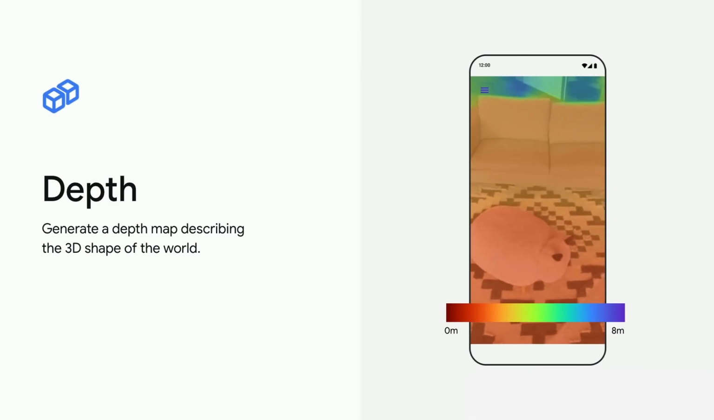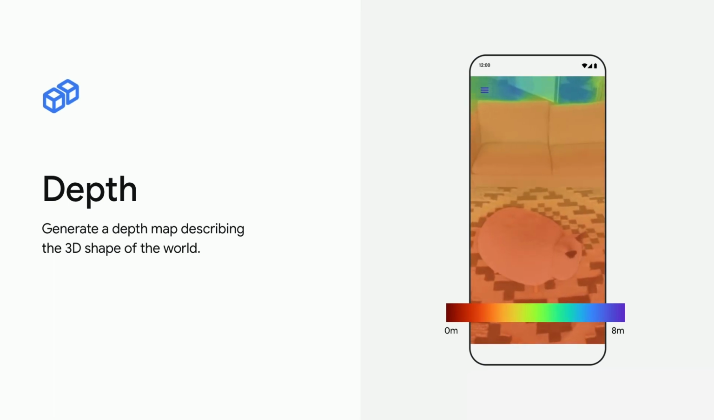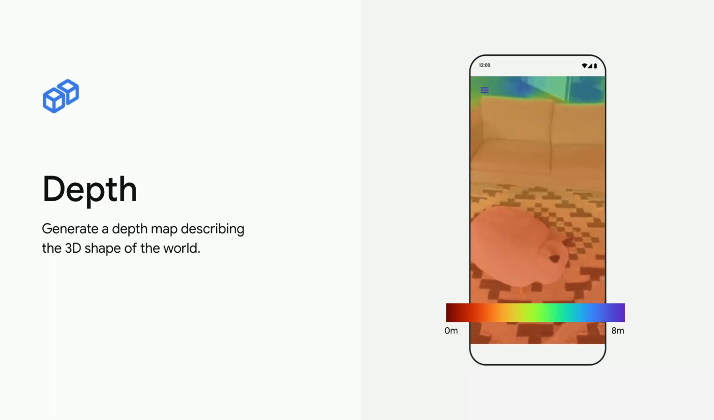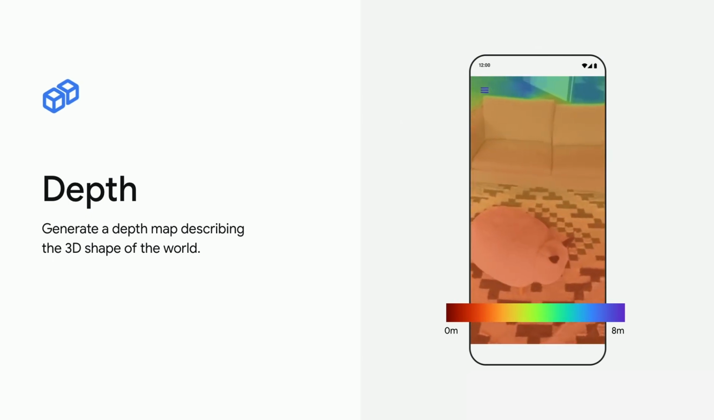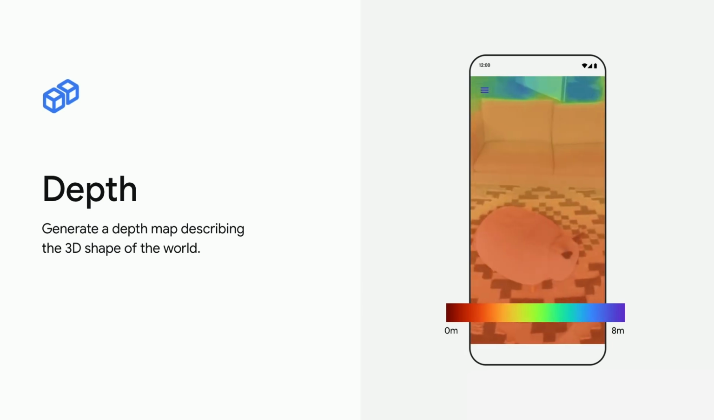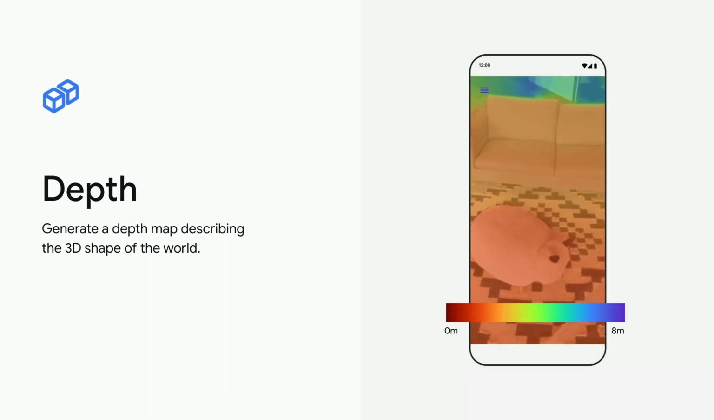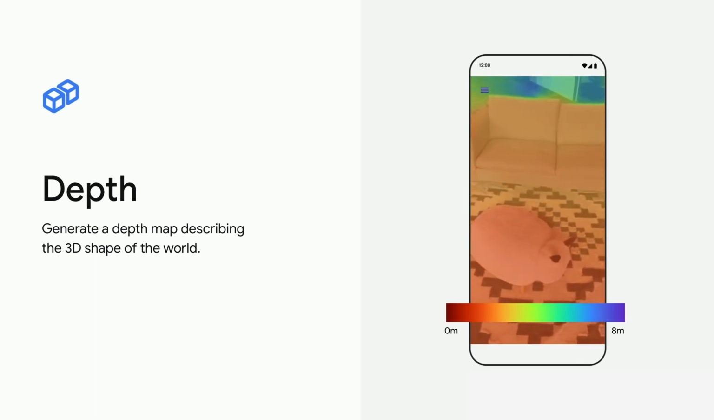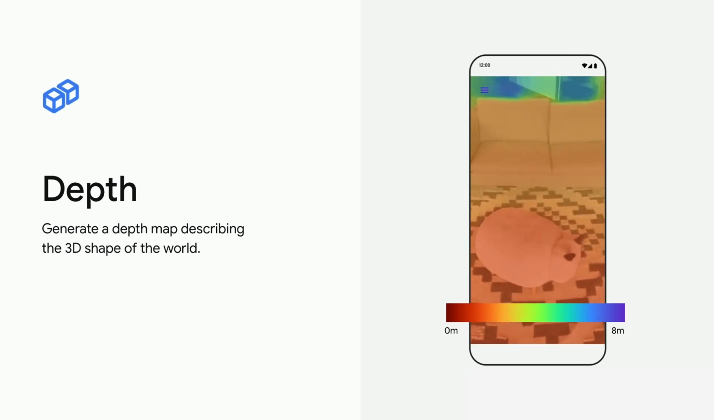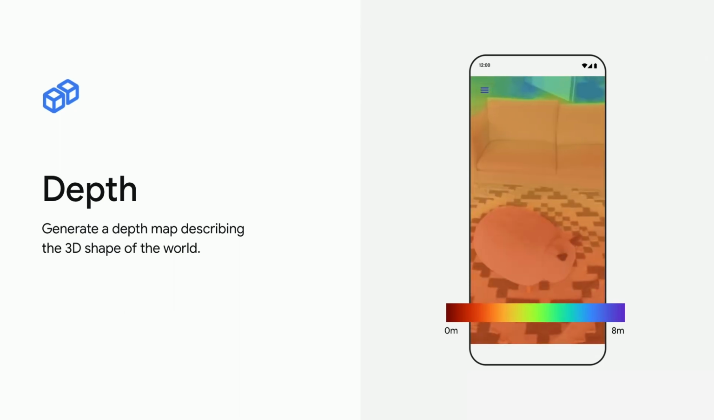Another key part of immersion we've been improving is depth. Depth enables AR experiences to have more interactions with the real world. We use the existing camera on a smartphone to build a depth map, which captures the shape of the world out to 8 meters, or 26 feet, about the size of a big room. Here you can see a video representation of the depth map, where the color changes from red to blue based on how far away that pixel is.